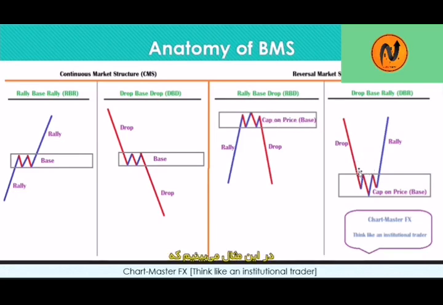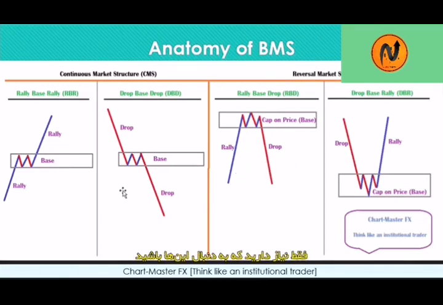Then we can see in this example we have a drop in price, we have a base, then we have a rally. So in this example, this is what we call a cap on price. So this is a cap on price, guys. So these are the two examples of reversal market structure.